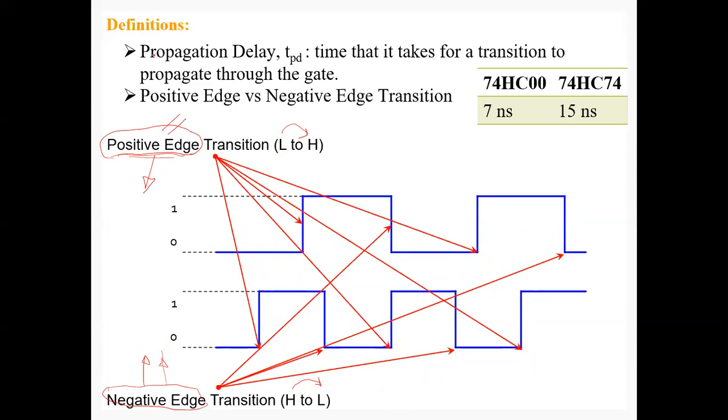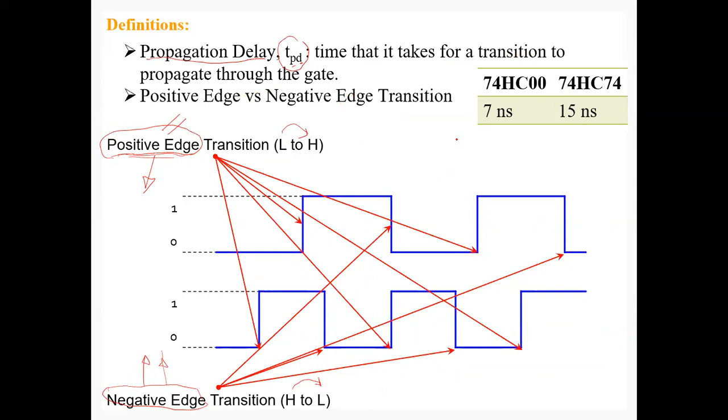Before we understand this positive and negative edge, I want to recall a concept that we discussed before. What is propagation delay? We denote this by Tpd, time propagation delay. So what is that propagation delay? It is the time it takes for a transition to occur through the gate.